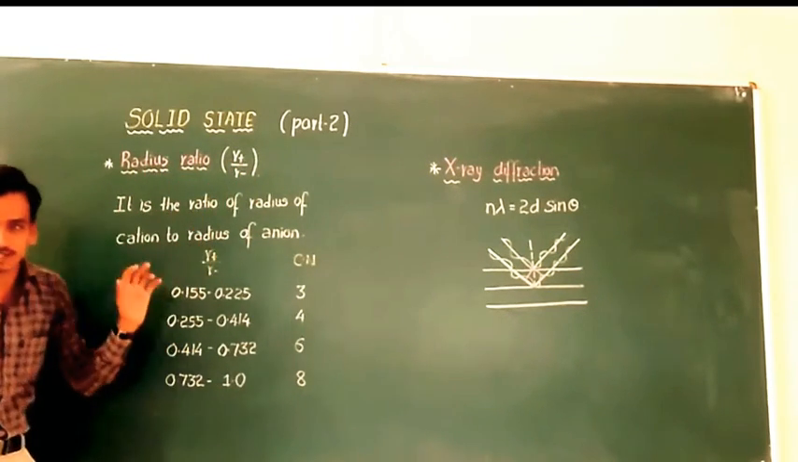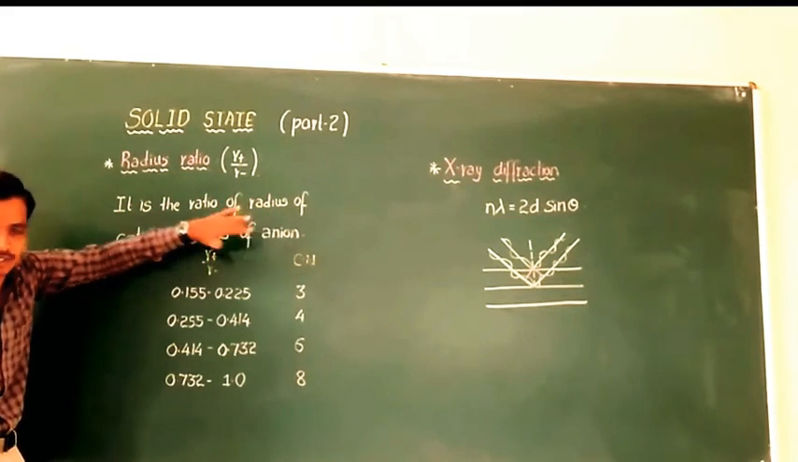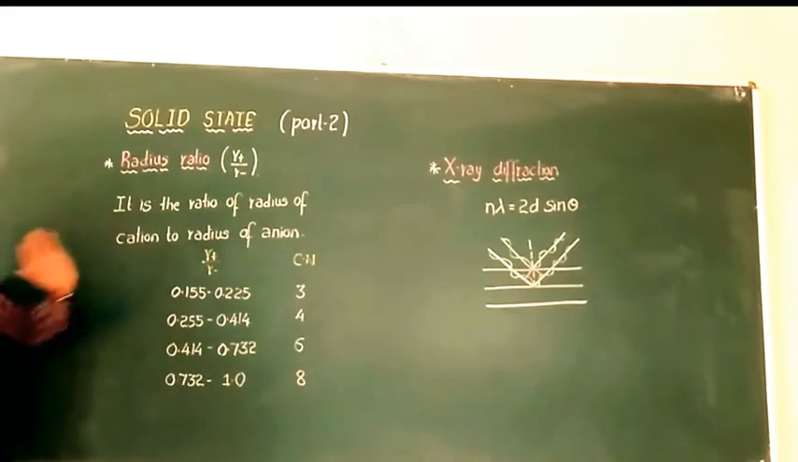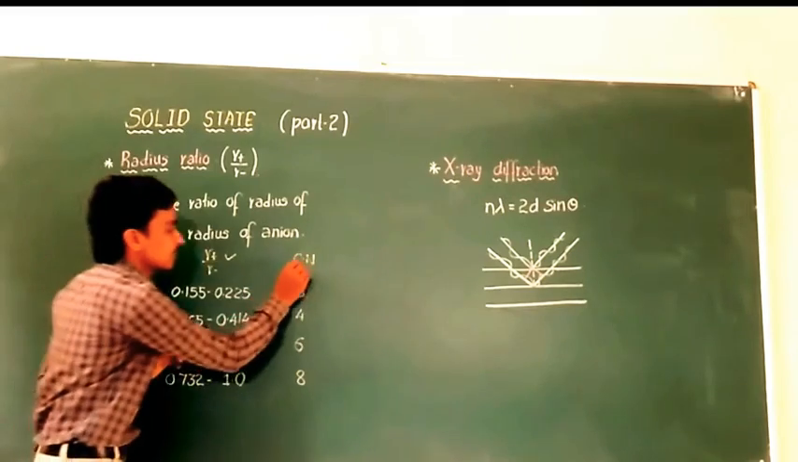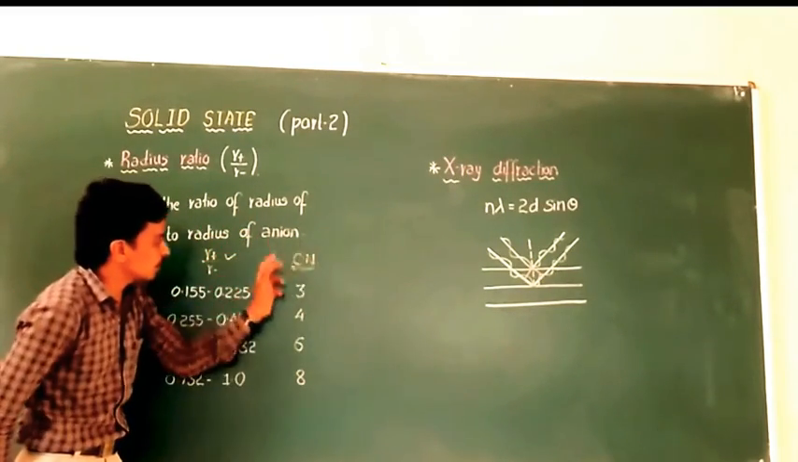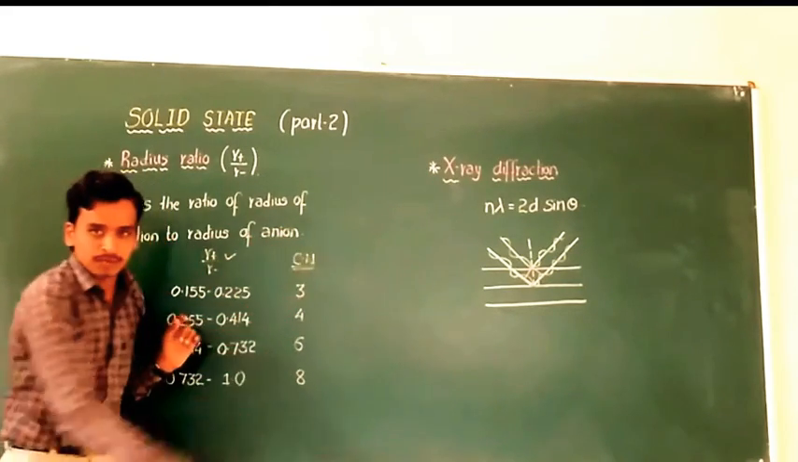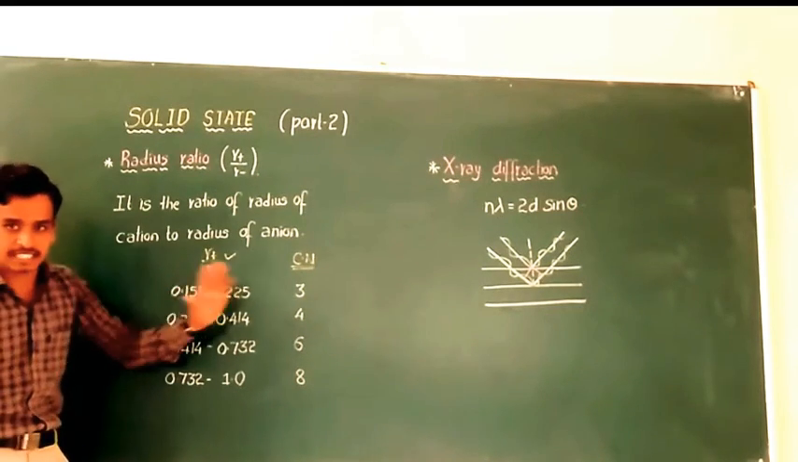Radius ratio is the ratio of the radius of the cation to the radius of the anion. Why is this radius ratio important? Because with this radius ratio, we can decide the coordination number of the solid geometry. What is the coordination number? You already studied that in the previous video. And how is it significant in the solid state chapter?